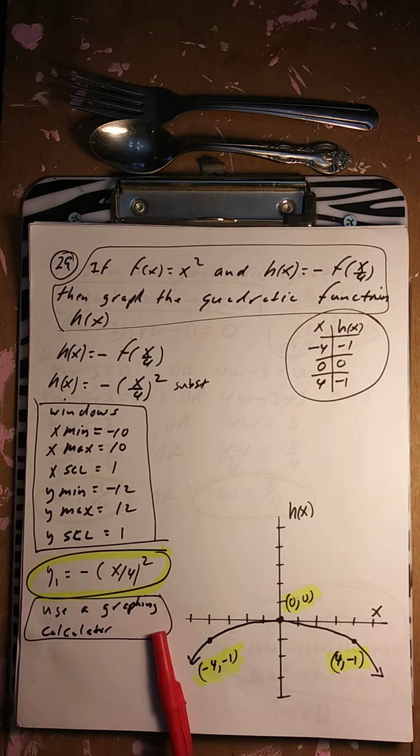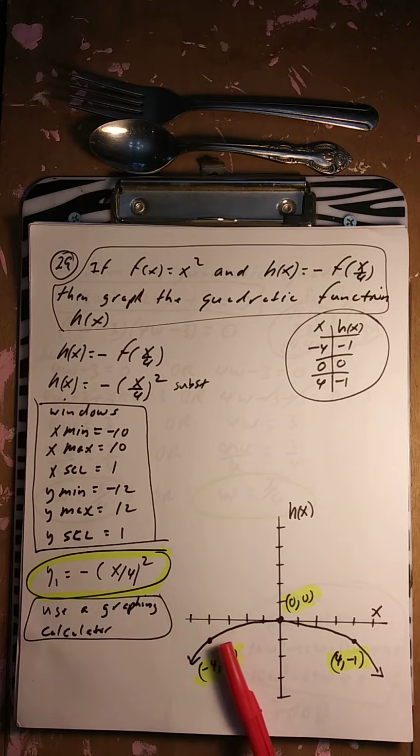Put it in your graphing calculator and run it. And it's going to be a graph like this. So you're going to have the points negative 4, negative 1, 0, 0, and 4, negative 1 in there somewhere. It's going to be that way.